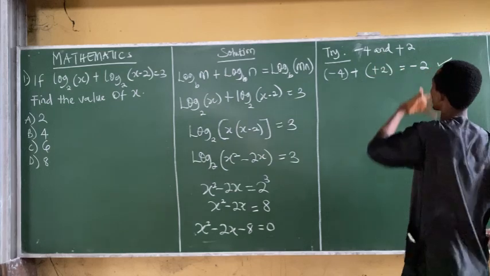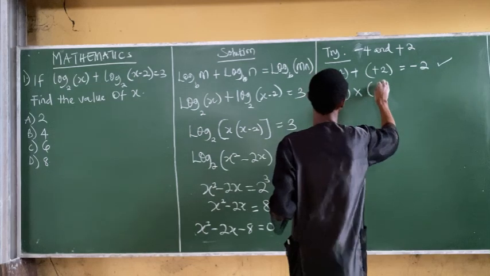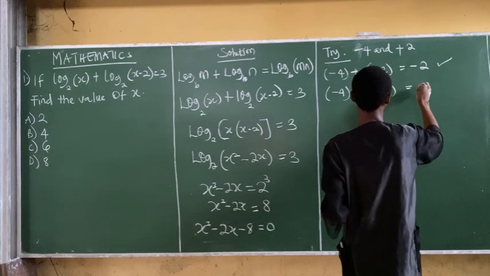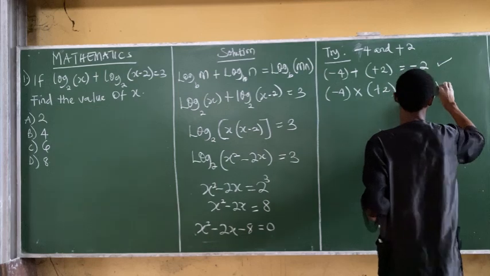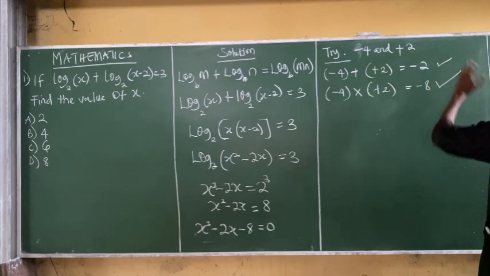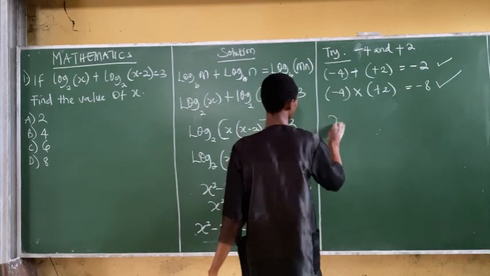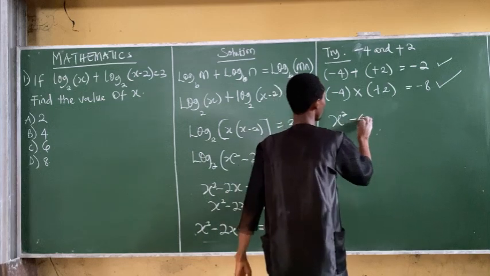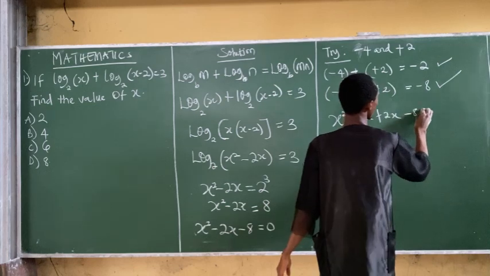Let's check if it satisfies the second condition. We have minus 4 times plus 2. Minus times plus gives minus, and 4 times 2 gives us 8, so minus 8. It also satisfies the second condition. Now the two numbers are minus 4 and plus 2. If we substitute these into the equation, instead of writing the middle term, we replace it with minus 4x plus 2x. We bring the constant, minus 8, is equal to 0.